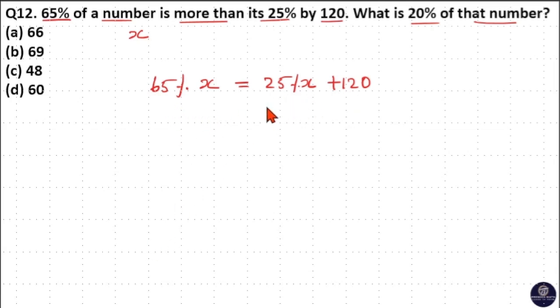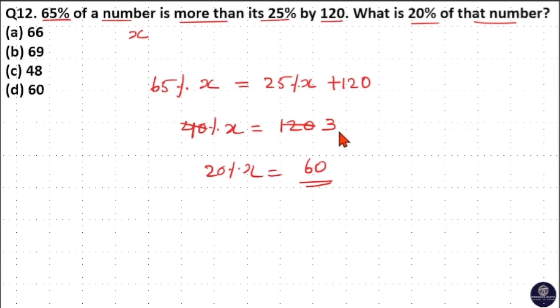Here difference between 65% and 25% is 40%. So 40% of x is 120, means 40 goes 3 times in 120. So 1% of x is 3. Then 20% of x will be 20 into 3, 60. Because 1% is 3 means 20% is 20 into 3, 60. Here 1% is 3 means 100% of x is x, which is equal to 3 into 100, 300. So the number is 300 and 20% of the number is 60. So option D is your answer.